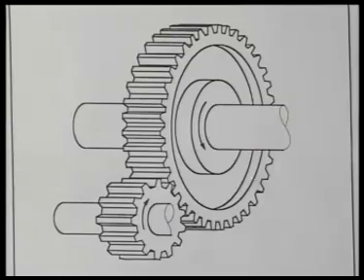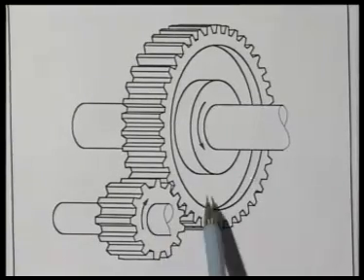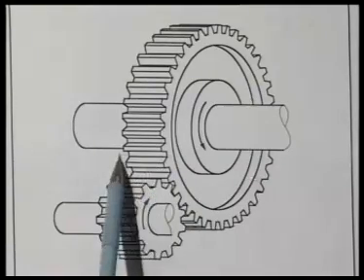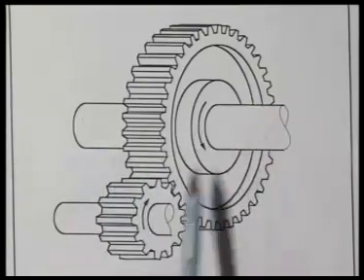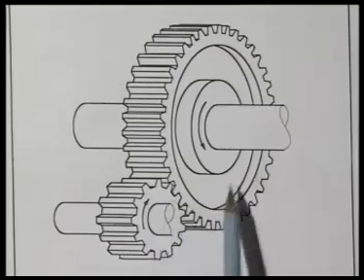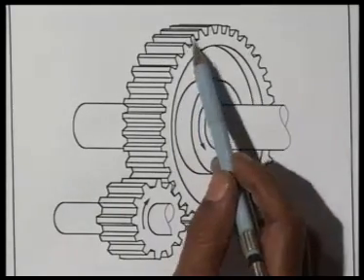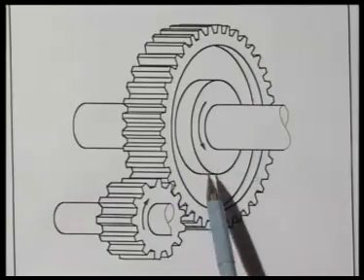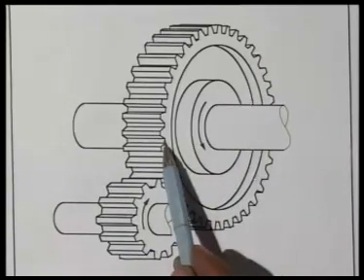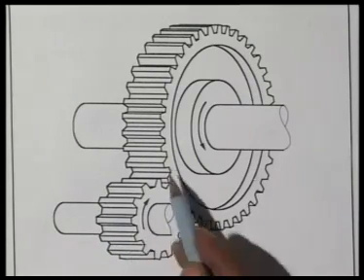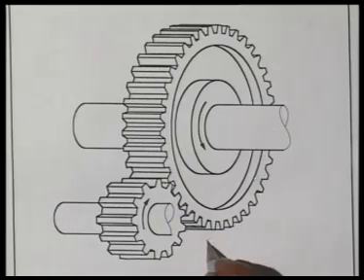This figure shows a pair of spur gears. As you see, the teeth on these gears are parallel to the axis of these shafts. These are the teeth, these are gear blanks. On the surface of this gear blank, the teeth are machined. This is one shaft on which this gear is mounted. This is another shaft where another gear is mounted. This is called external gearing.